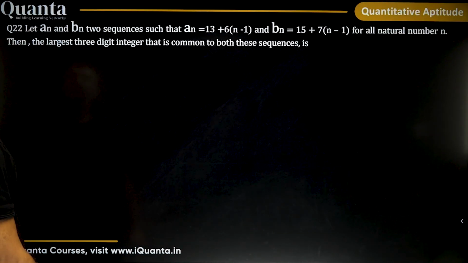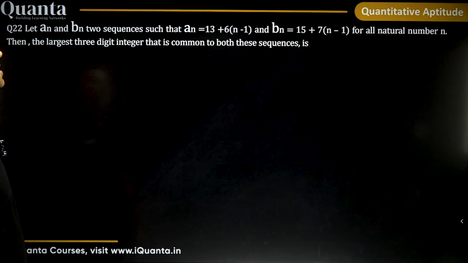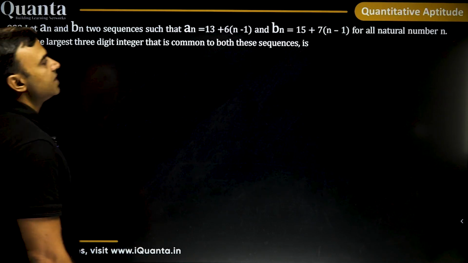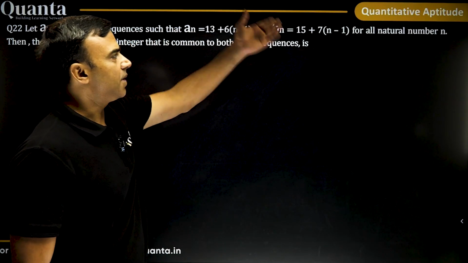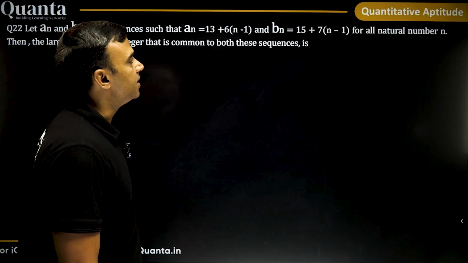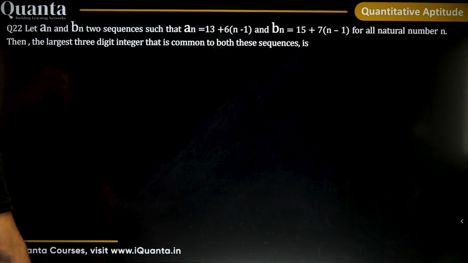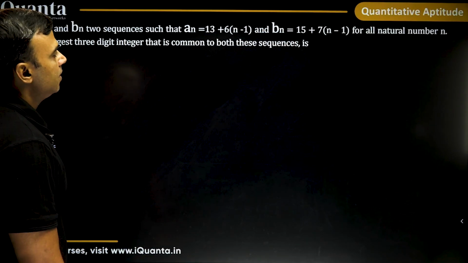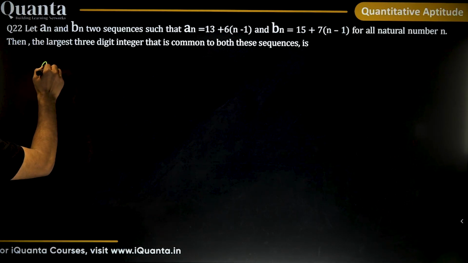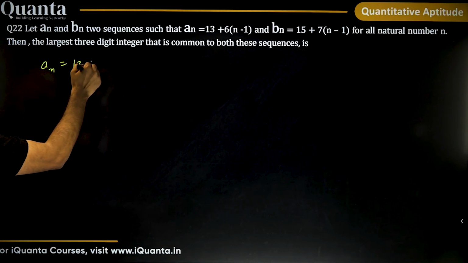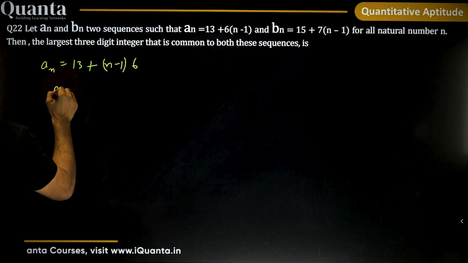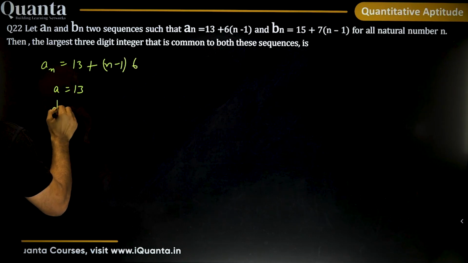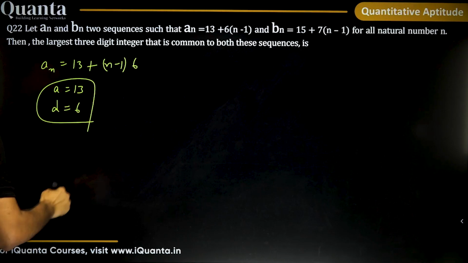Now this question says let AN and BN be two sequences such that AN is 13 plus 6 times n minus 1 and BN is 15 plus 7 times n minus 1. That is the expression of the nth term of an arithmetic progression, isn't it? For all natural numbers n, find the largest three-digit number that is common to both the sequences. You see, AN is equal to 13 plus n minus 1 into 6. So the first term is 13 and the common difference is 6, and this is an AP.